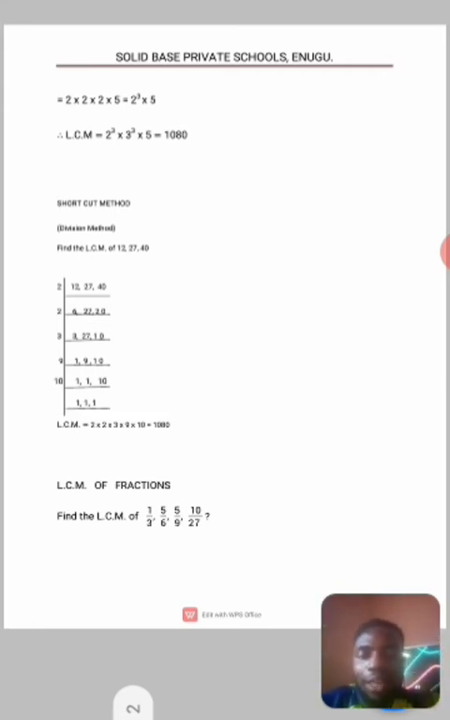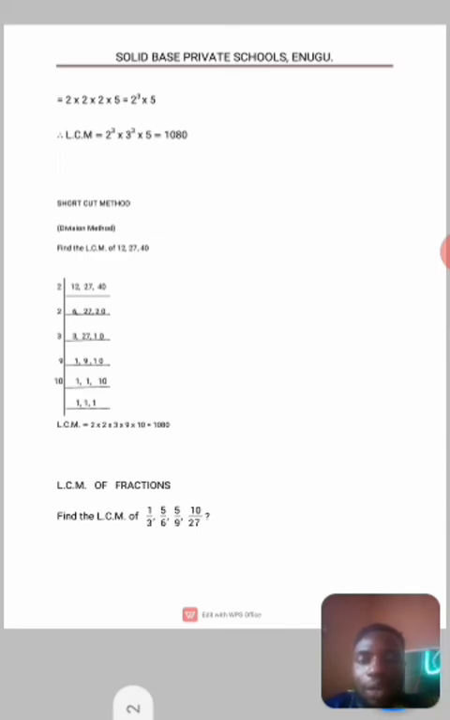What can divide again? 2 can go through. 6 divided by 2 is 3. 27 cannot be divided by 2. 20 divided by 2 is 10. Okay, so the next thing that can go through now is 3 can go through. 3 divided by 3 is 1. 27 divided by 3 is 9. Okay, 10 cannot be divided by 3.